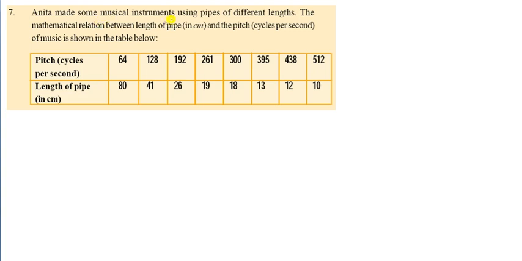Anita made some musical instruments using pipes of different lengths. The mathematical relation between the length of the pipe in centimeters and the pitch in cycles per second of music is shown in the table: 64, 128, 192, 261, 300, 395, 438 and 512, and lengths 80, 41, 26, 19, 18, 13, 12 and 10. Now come to the graph. It is the question and the graph is given here.